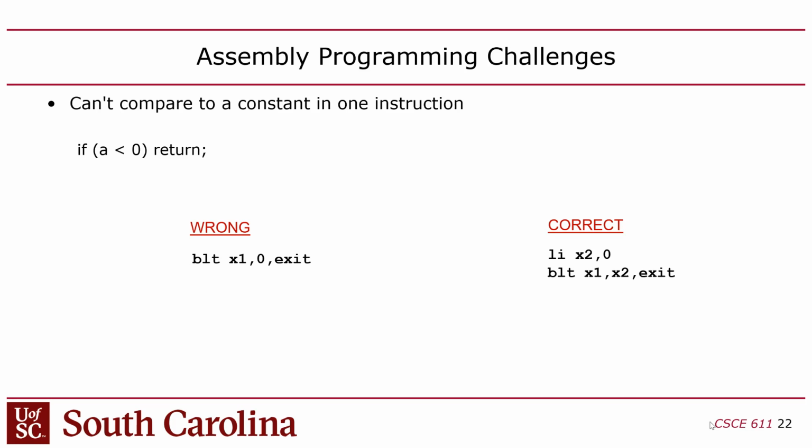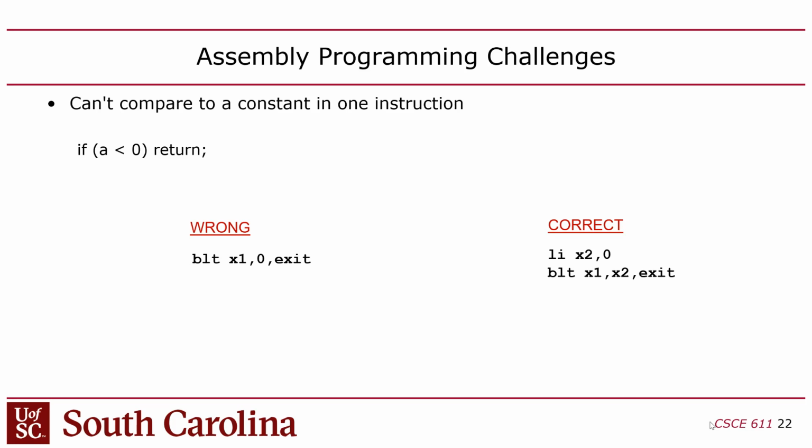You can't do that. The reason is because the branch destination, which is exit, is stored in the immediate field, which means there's no space left over to put that 0 anywhere, right? So as a result, you have to preload the register. Every time you compare a value to a constant, you have to load a register with that constant and then compare the registers. Now you might say, well, come on, you're splitting hairs. You do that a lot.